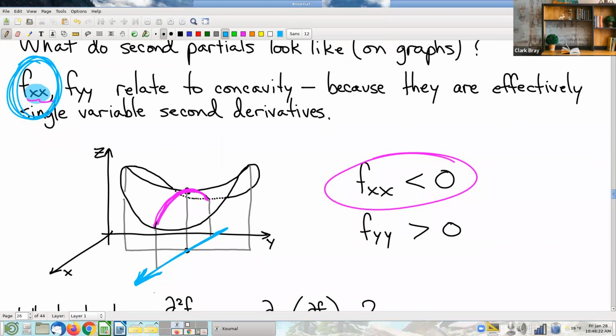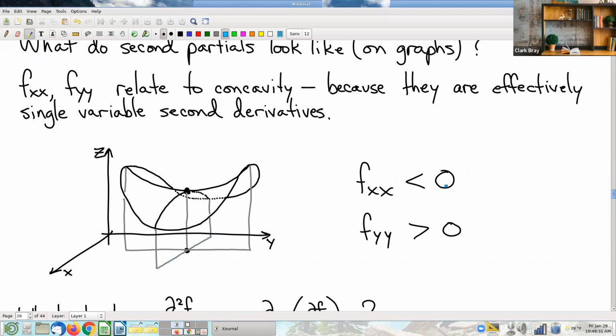Everybody on board? And of course, you can imagine making the same kind of argument if you're talking about the y direction. So f_yy, very first thing you're going to do is set x equal to a constant. So you're just looking that way, x having been designated a constant. Now y is the only variable. We're taking a straight up second derivative with respect to the only variable. Of course, the only variable is y now.